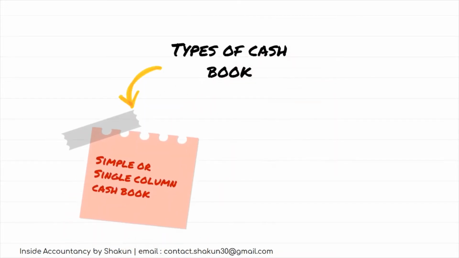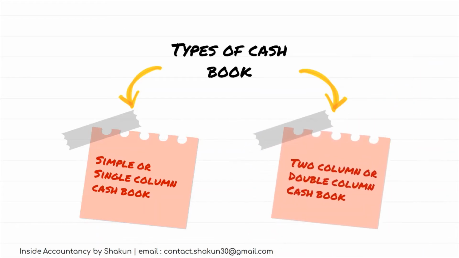Moving on, we had already talked about the types of cash book. There are two types. One is the simple or single column cash book, which I have talked about in my previous video. Also, there is another type of cash book, that is two column or double column cash book. In the double column cash book, as the name itself suggests, there are two amount columns. One amount column is for cash and the other one is for bank. These two amount columns are found respectively on both sides, debit side as well as credit side.